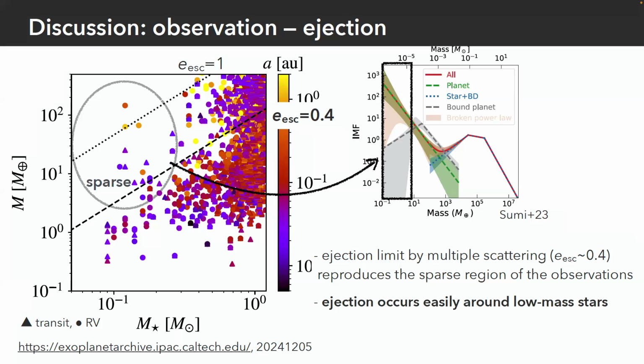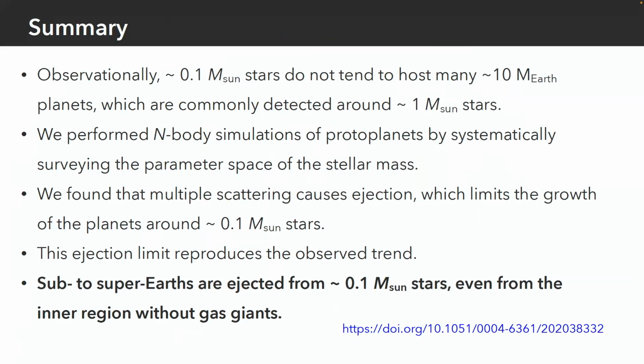This figure is taken from Simpson's paper. These small planets can be ejected from these low mass stars. So this is my total.